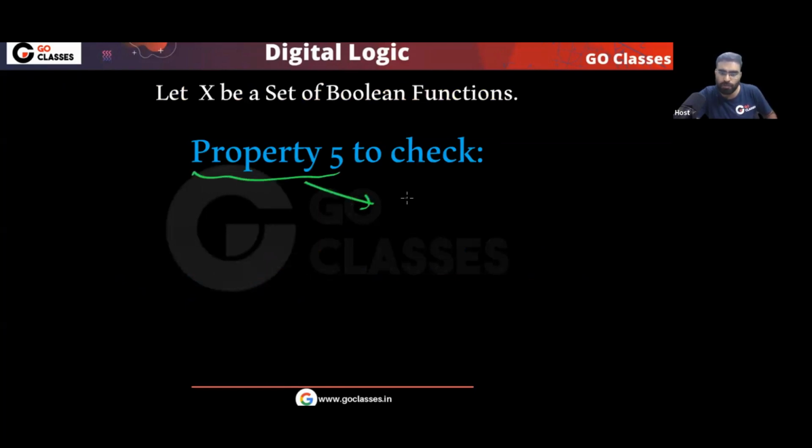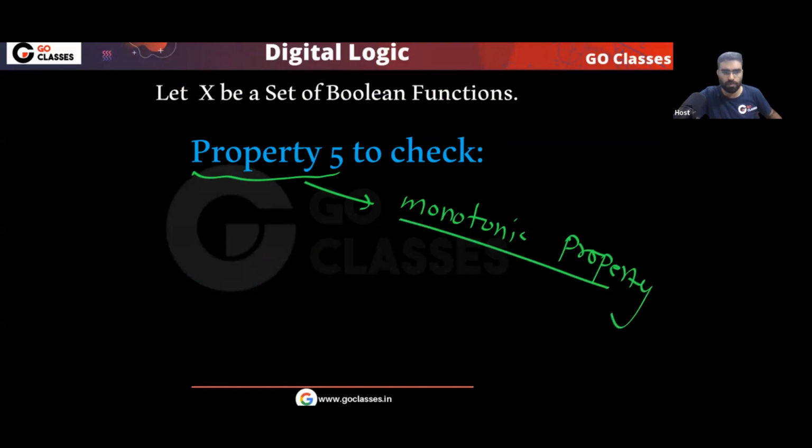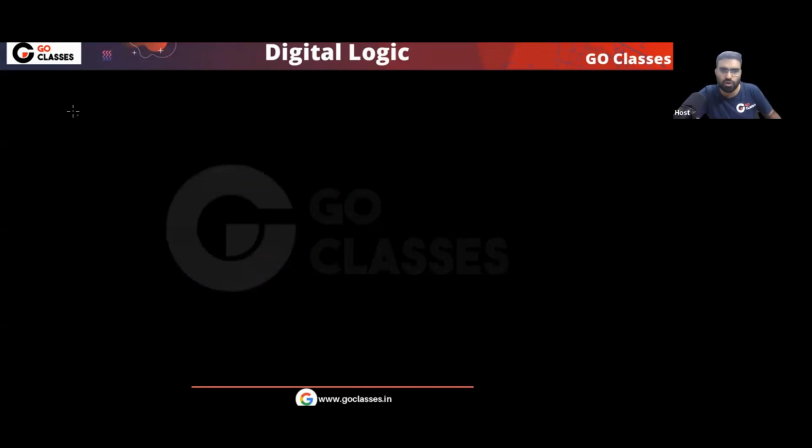This is the monotonic property. What is this monotonic property? See, this is interesting, so please try to understand. This is quite simple. We will see how to check whether a Boolean function is a monotonic Boolean function or not. So let's see the definition of monotonic Boolean function.